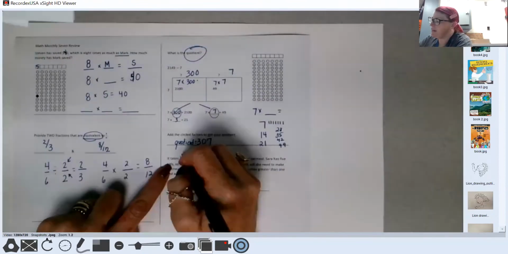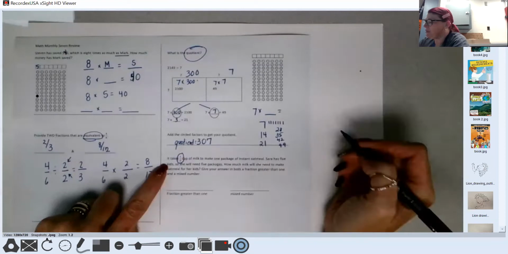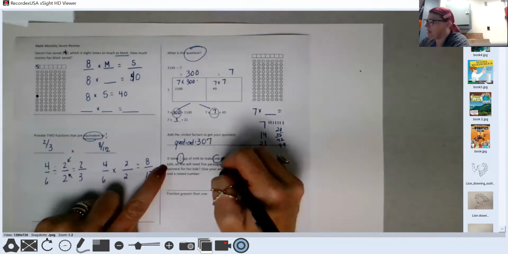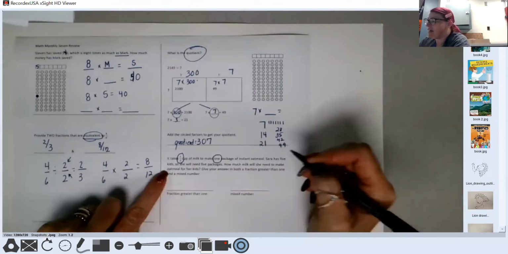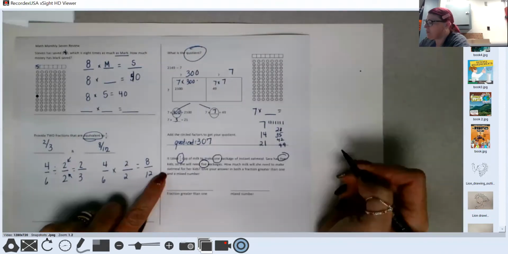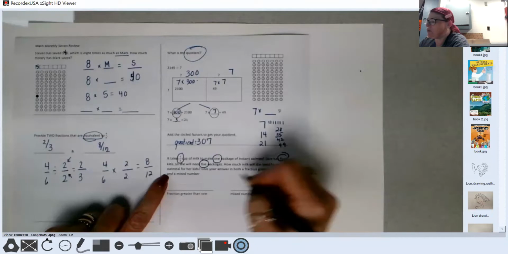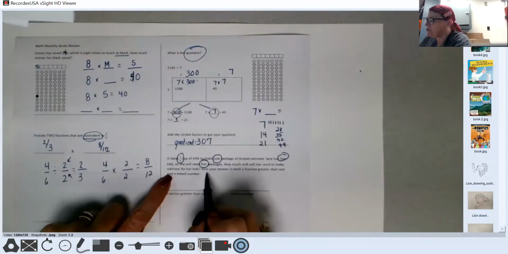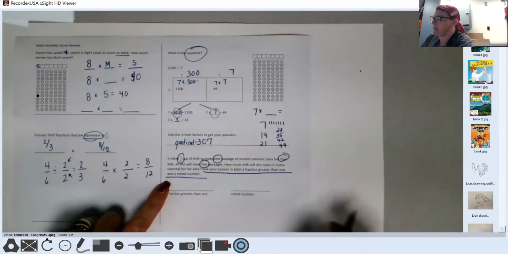It takes 1/3 cup of milk to make 1 package of instant oatmeal. Sarah has 5 kids. She will need 5 packages. How much milk will she need to make the oatmeal for her kids? Give your answer in both a fraction greater than 1 and a mixed number.